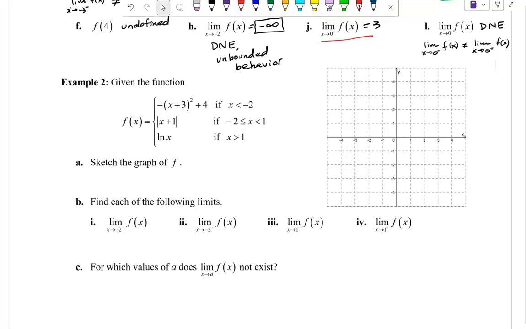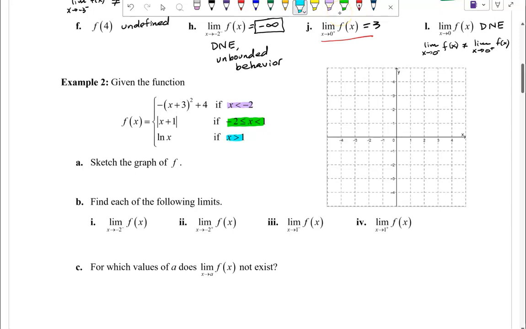Given this piecewise defined function f of x, we're going to graph the function, we're going to find a few limits, and then we're going to find the x values where the limit does not exist. With piecewise defined functions, it's often best to start with the restrictions on the domains of each individual function. In other words, we're going to focus over here at these bounds for our x values.